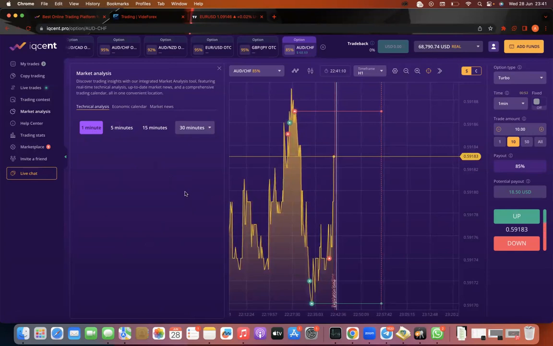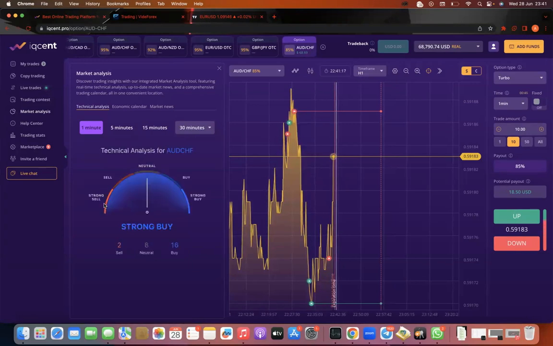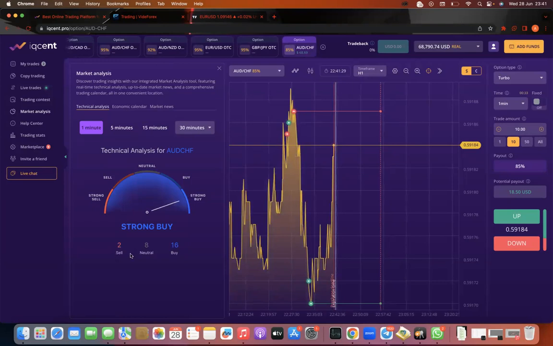100%, 75%, 50%, 75%, 100%. If the market is on a very strong uptrend, it shows 100%. If it's on a very strong downtrend, you get the opposite. It's also indicating in the form of numbers.